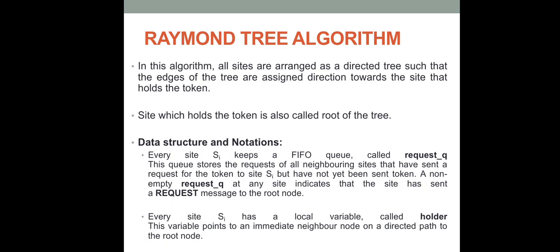Now the next algorithm is another token based algorithm, the Raymond tree based algorithm. How this algorithm works is, again it is a token based algorithm, so if a site wants to enter the critical section, it has to get the token. Here each site maintains a variable called the holder variable, which points to the next site towards the site currently holding the token.